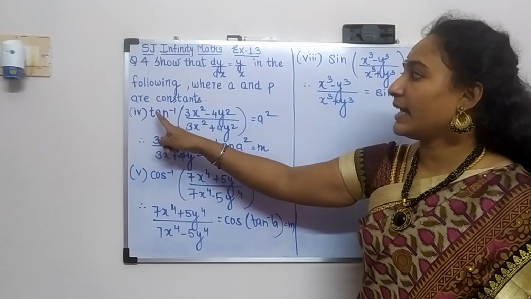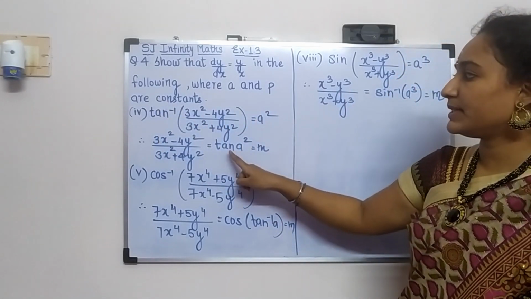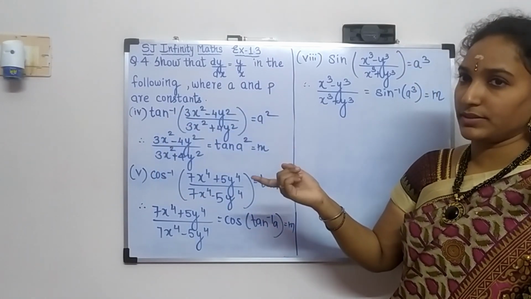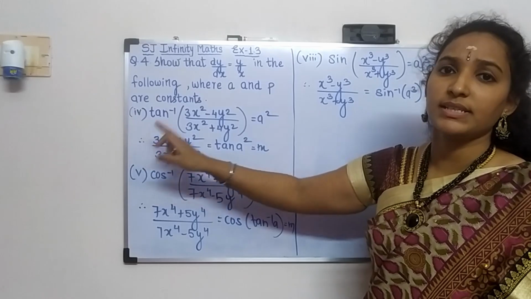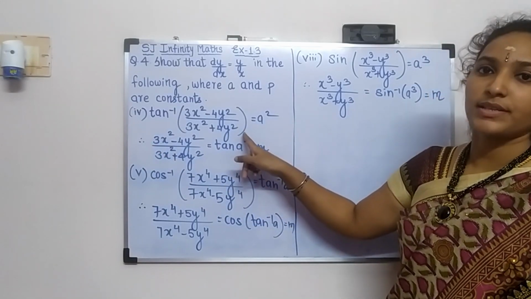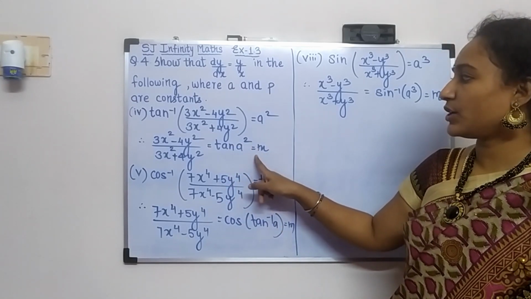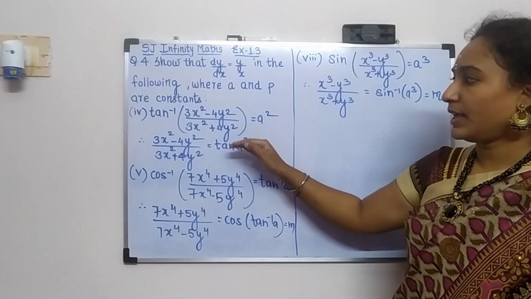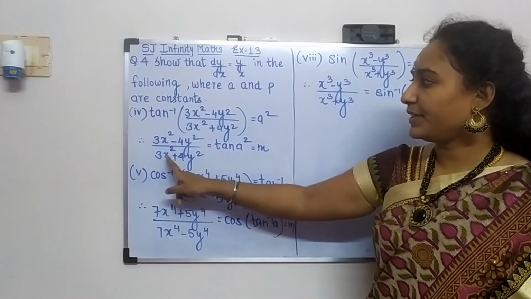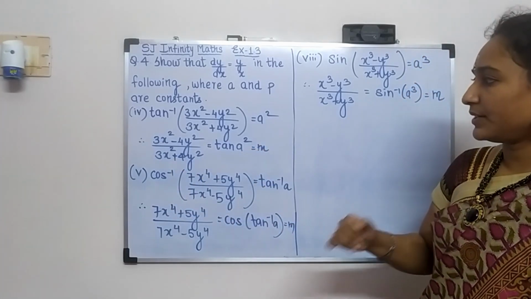So take this tan inverse to the RHS. When tan inverse is taken to the RHS, it becomes tan of a square. Since a square is a constant, tan a square is again a constant, which is equal to m. Henceforth, you can solve it yourself. You have to multiply m with 3x square plus 4y square, collect the terms, then differentiate.